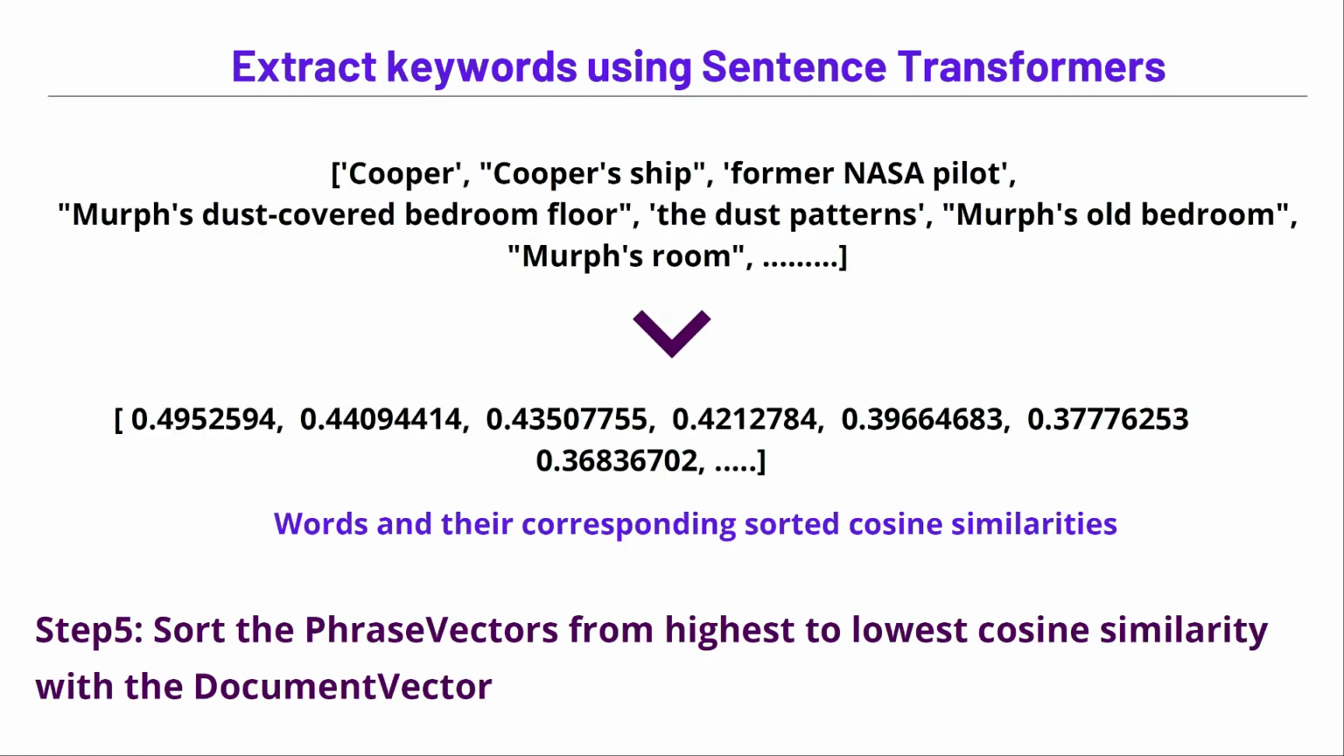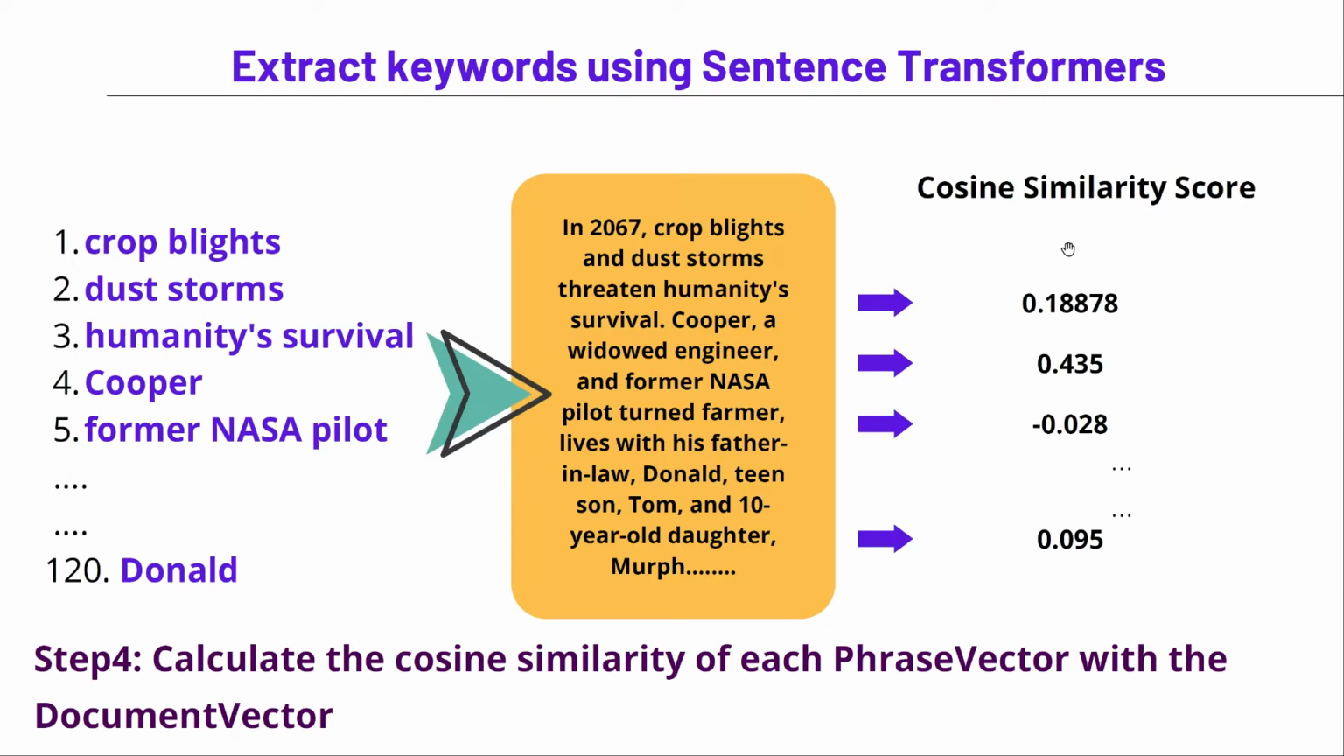And step 5 is actually sorting all the keywords in decreasing order of cosine similarity, and we are going to get this. So at the end of the day, we get this, which is Cooper ships, former NASA pilot, Murph's dust-covered bedroom floor, etc. And you can see these are the cosine similarities when compared to the whole document vector. So essentially we are just sorting these cosine similarity scores that we extracted in decreasing order, and also finding the corresponding key phrases or keywords.